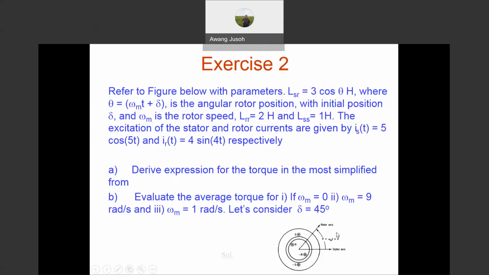Delta is the angle here. I mean at starting, the angle of delta is already 45 degrees, sorry. The angle is 45 degrees like that. If you see this equation, you have here cosine 5t and sine 4t. The frequency for the stator is 5 radian per second, so omega s equal to 5 radian per second, and omega r equal to 4 radian per second.